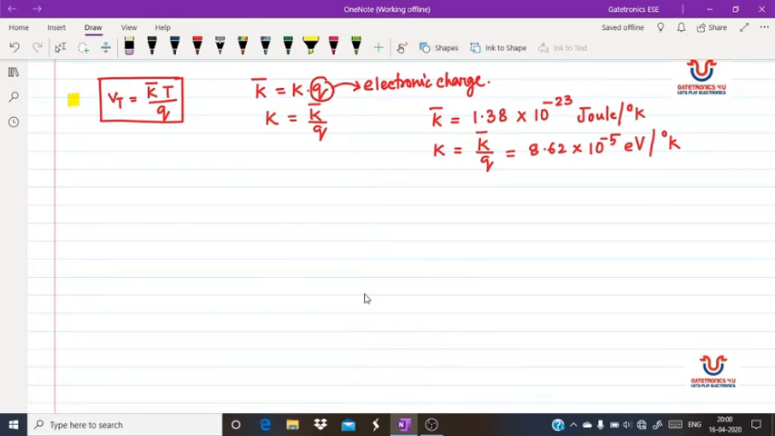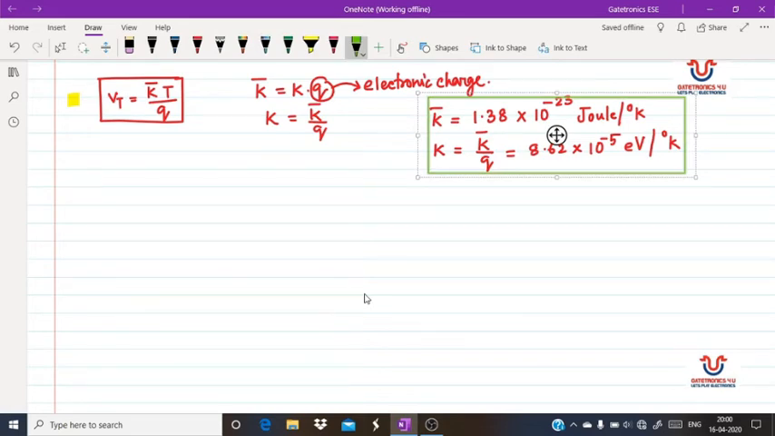So for the examination purpose, we have to remember this constant value, this K bar and K, and in the equation of Vt there is K bar, so we have to use the term K bar. We cannot use this K value in this equation or thermal voltage equation.